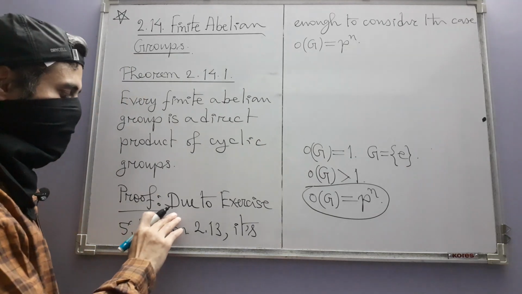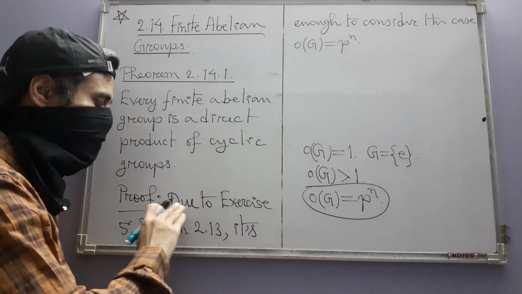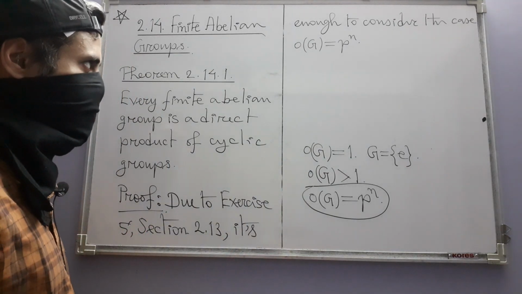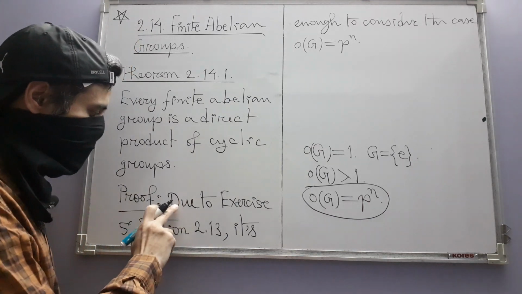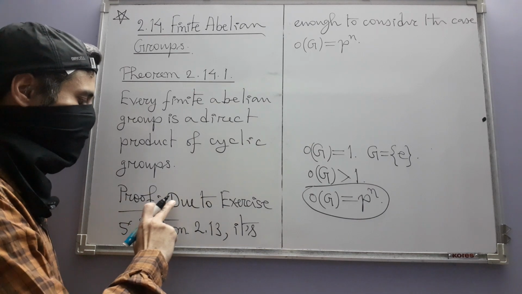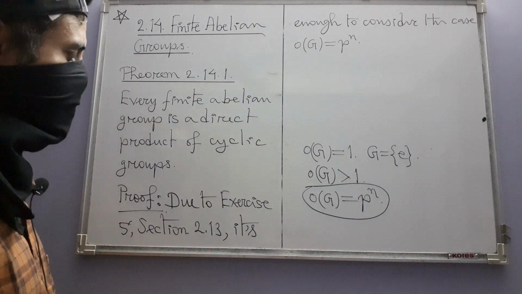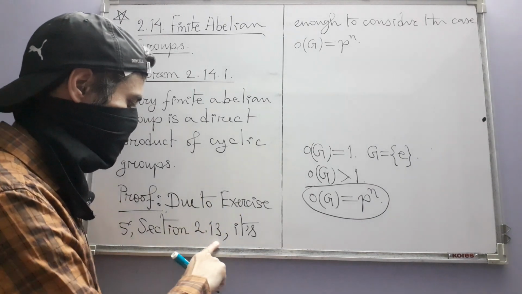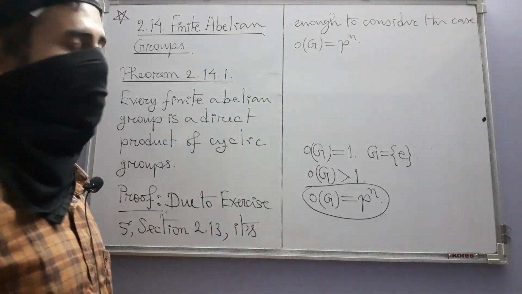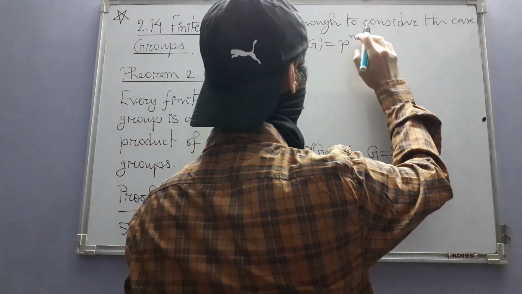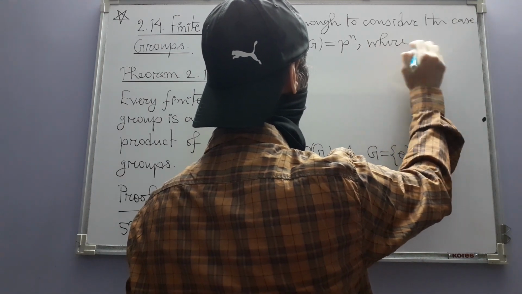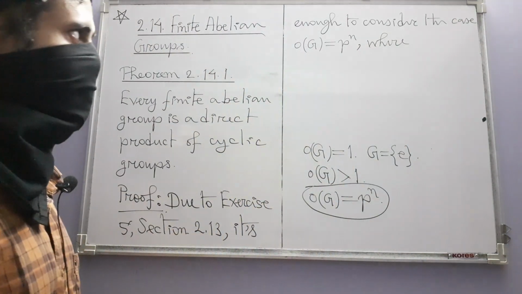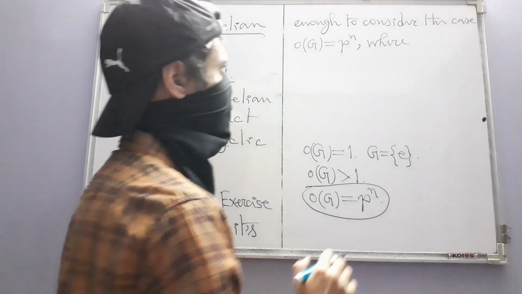I should have actually started by writing let G be a finite abelian group. I haven't done that, I have forgotten. So please write that here. Before writing this line, you write let G be a finite abelian group. And then you write, due to exercise 5, it's enough to consider only that case. Where, let us further write where, simply writing p is not enough. We have to also say that p is a prime.